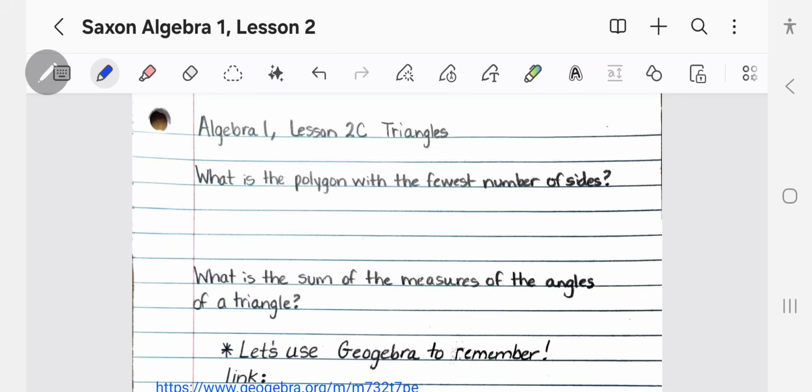This is Algebra 1, Lesson 2C. We're going to be talking about triangles. Start off with a question for you.